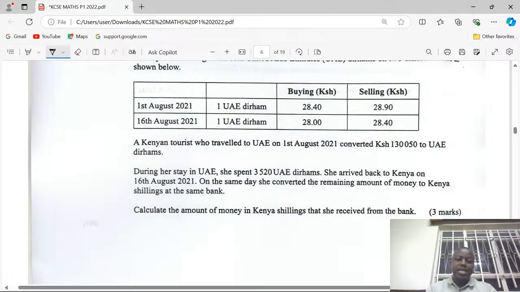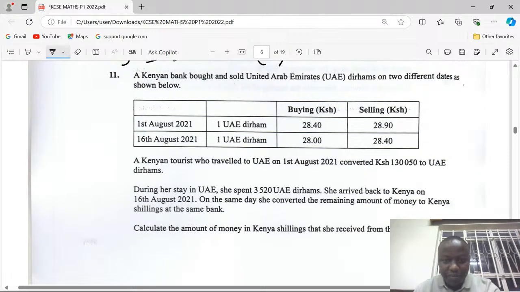During her stay in UAE, she spent 3520 dirhams. She converted back to Kenya on 6th August 2021. The same day, she converted the remaining amount to Kenya shillings at the same bank. Calculate the amount of money in Kenya shillings that she received from the bank.